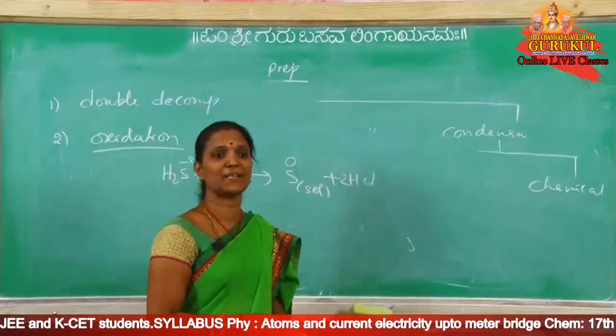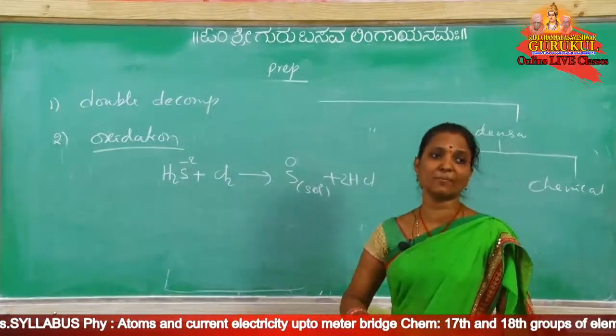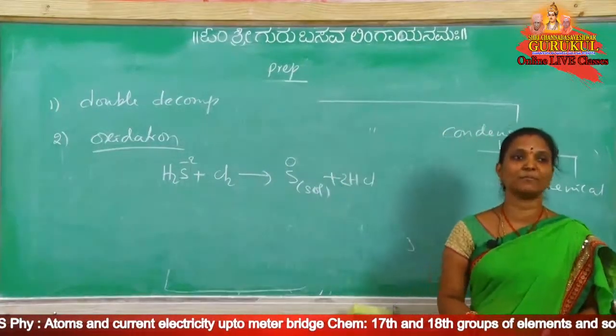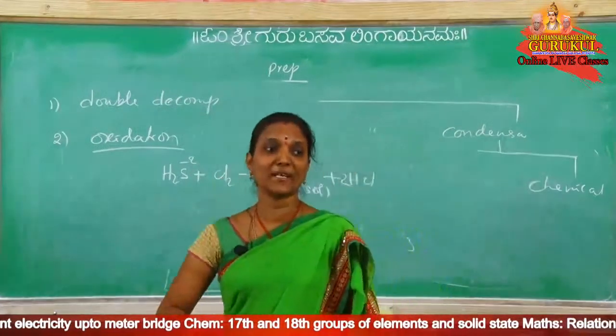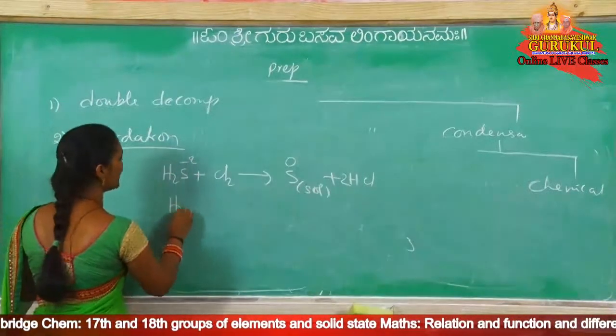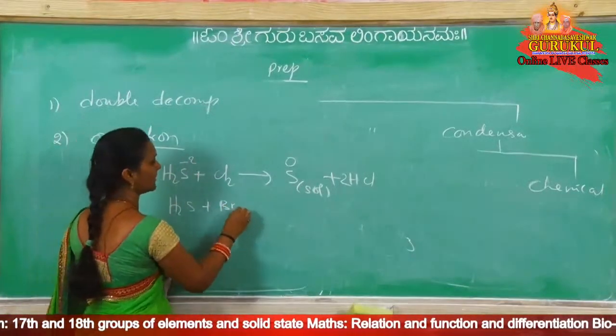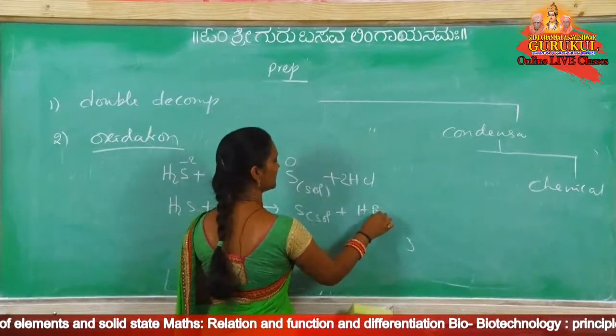Sulfide sols are prepared by the double decomposition process. Gold and silver sols are prepared by the dispersion method, Bredig's arc method. Hydroxide sols are prepared by the peptization process. And coming to another example, H2S plus bromine. The product is sulfur sol and HBr.